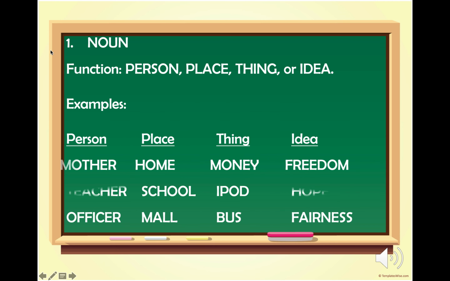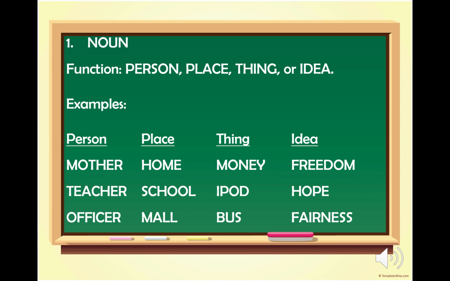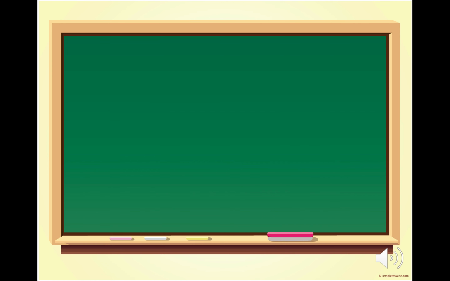The first part of speech that we're going to go over is a noun. This would be a person, place, thing, or idea. Some examples are listed here, so you can see some of those. And do you know that there are different types of nouns, like common, proper, concrete, abstract? So there are going to be different kinds within that, but basically you're looking for a person, place, thing, or idea. These are going to function as the subject of your sentence.